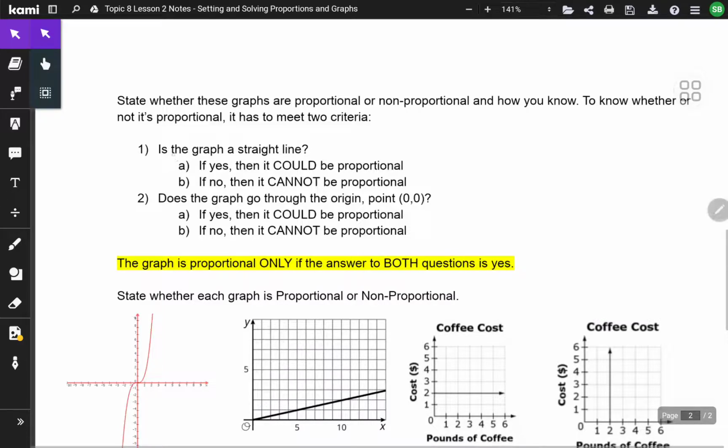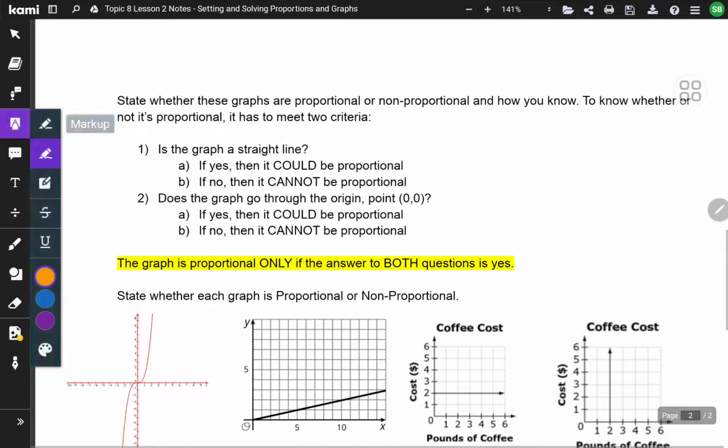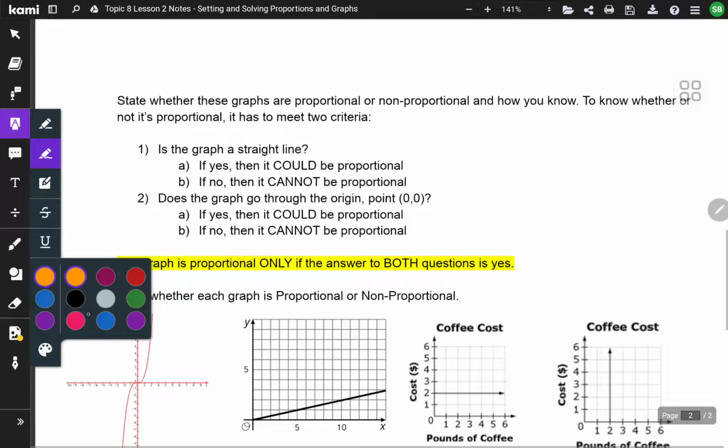So I ask myself, is the graph a straight line? If yes, then it could be proportional. If no, it immediately cannot. If that graph is not a straight line, it is immediately non-proportional. So remember, that is one of the most important things to remember. If it is straight, it could be proportional because it still has to meet the second criteria.